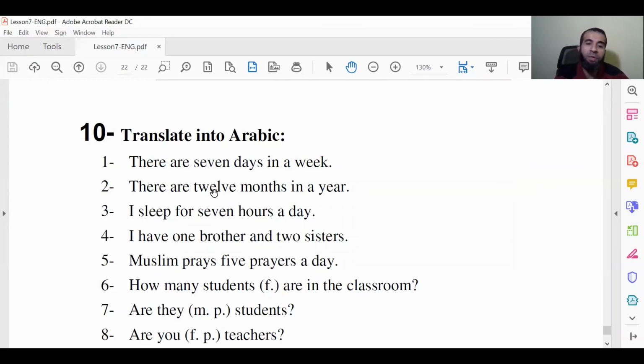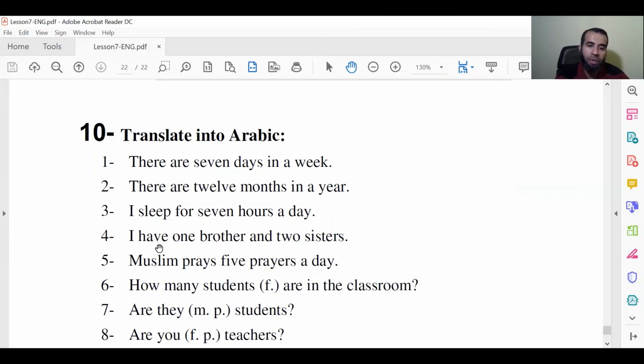2. There are 12 months in a year. في الشهر في السنة 12 شهرا. 3. I sleep for 7 hours a day. We don't translate for. We just say I sleep 7 hours. أنام 7 ساعات في اليوم.